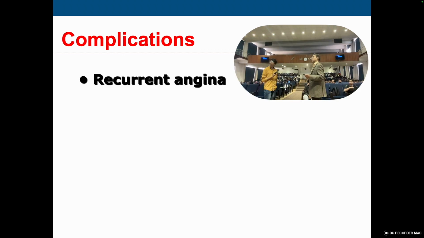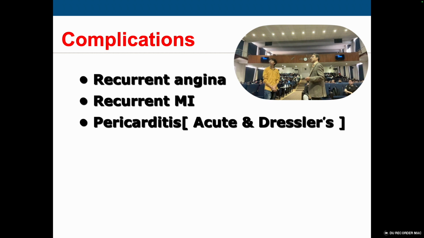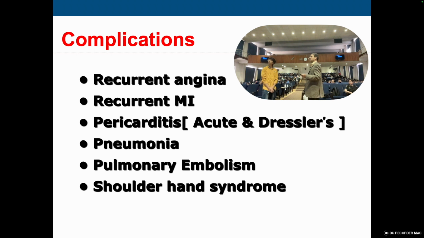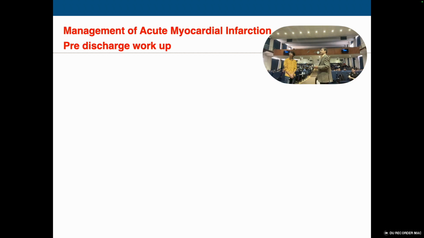Then you've got further complications. The patient may have post-infarction angina. There may be recurrent MI. There may be pericarditis, which is acute and usually self-limiting, but the patient may develop an autoimmune condition afterwards, called Dressler's phenomenon. The patient may even have pleural effusions, pneumonia, pulmonary embolism. The patient is bedridden, and if you have not properly mobilized or anticoagulated the patient, they may develop pulmonary embolism. Shoulder-hand syndrome is again a chronic complication of this ischemic heart disease.